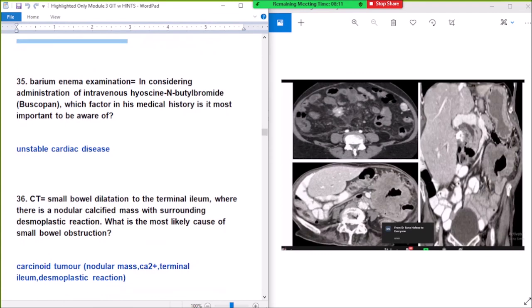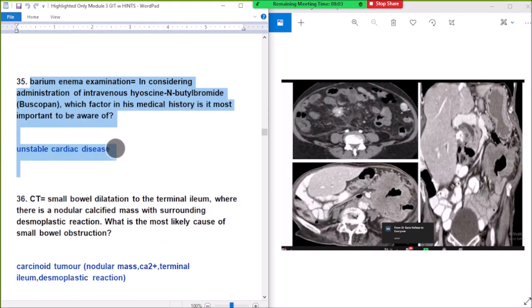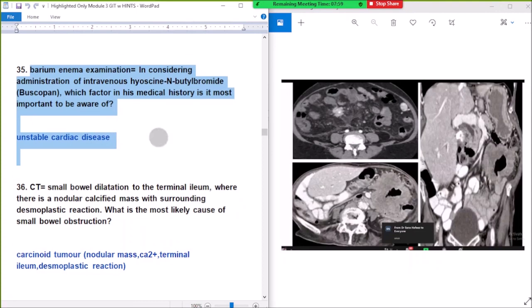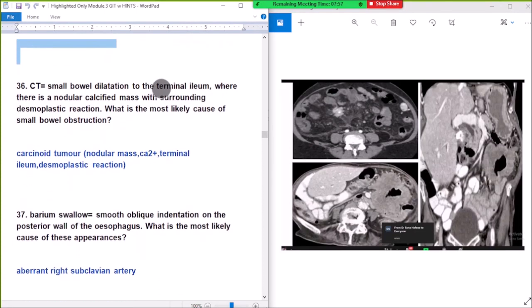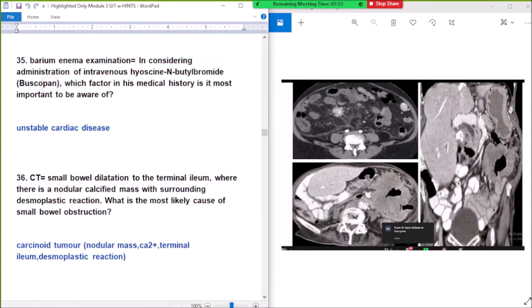Question number 35. Barium enema examination is to be performed with administration of intravenous Buscopan. Which factor in medical history is most important to be aware of? Unstable cardiac disease. Buscopan is contraindicated in unstable cardiac disease.